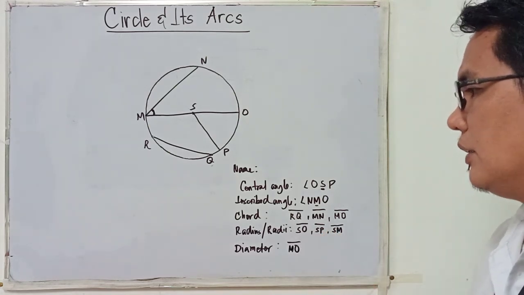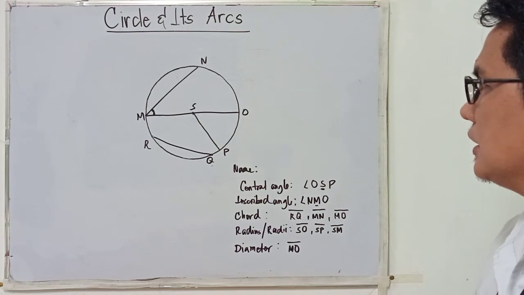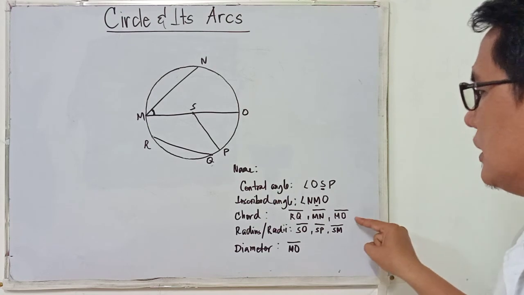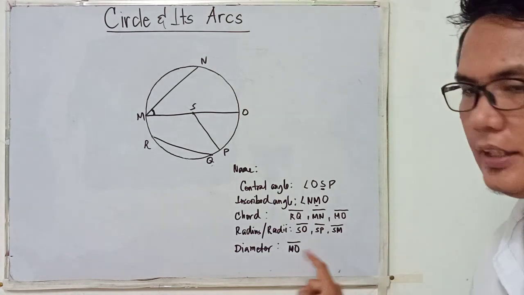So as simple as that. Those are the parts of a circle we identified: central angle, inscribed angle, chord, radius and radii, and the diameter.